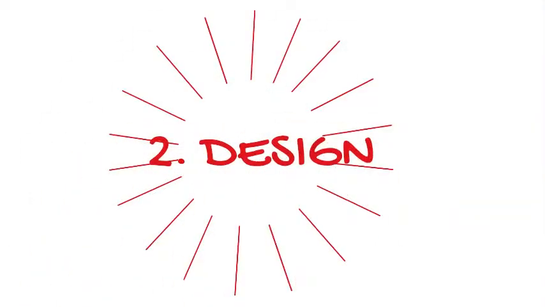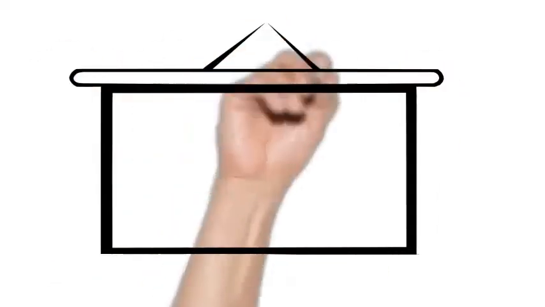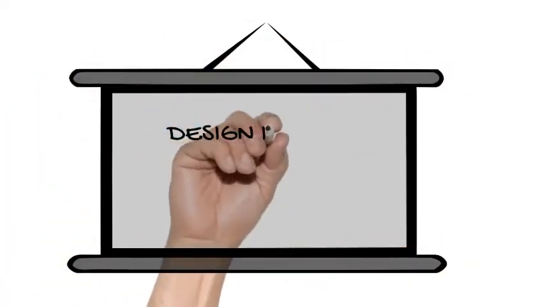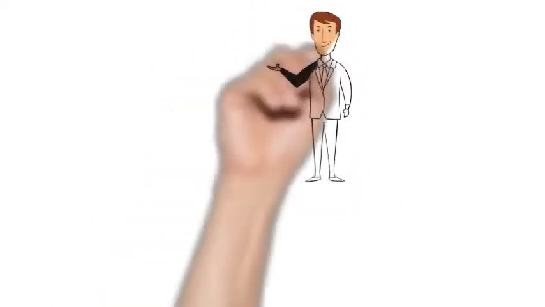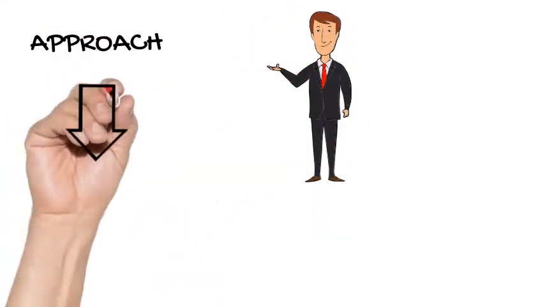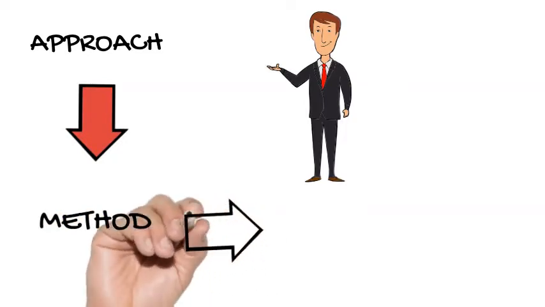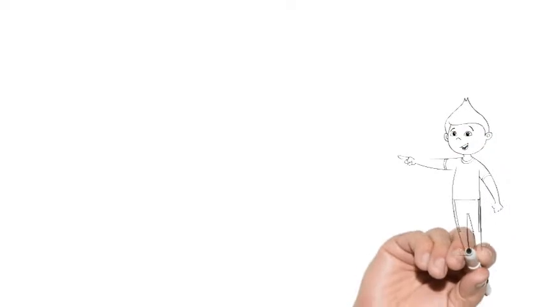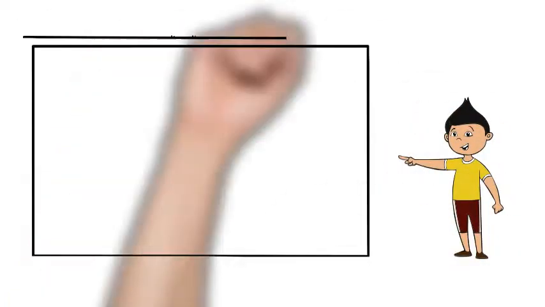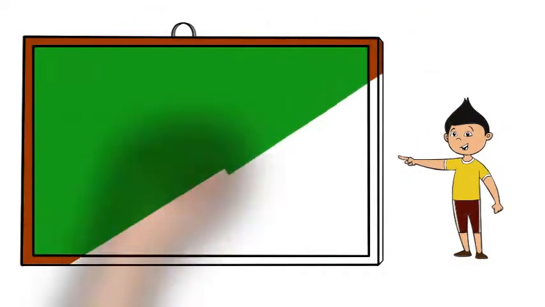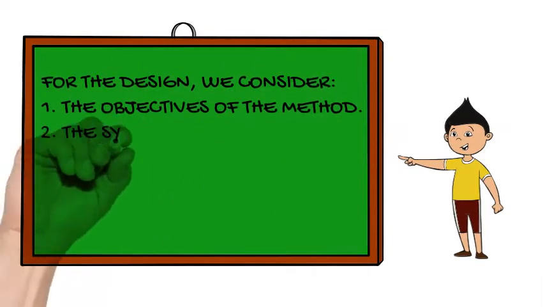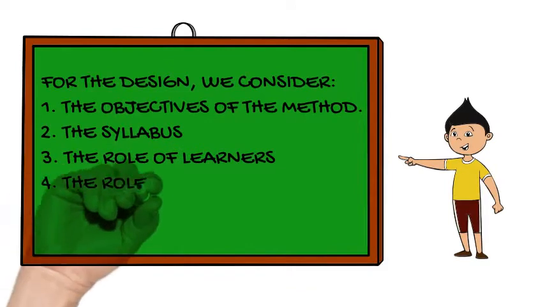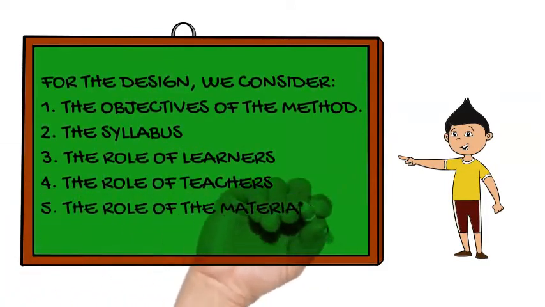Now, design. This is our second concept. What links theory with practice or approach with procedure is called design. In order for an approach to lead to a method, we need to develop a design for an instructional system. Design is the method analysis in which we consider the objectives of the method, the syllabus, the types of learning tasks, the roles of learners, the roles of teachers, and the role of instructional materials.